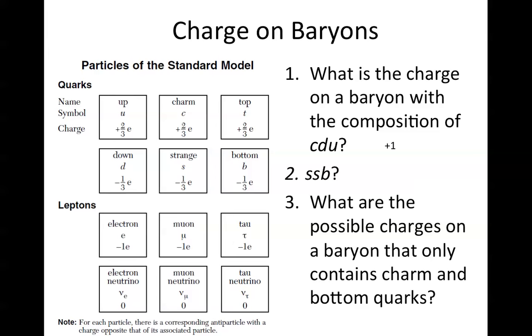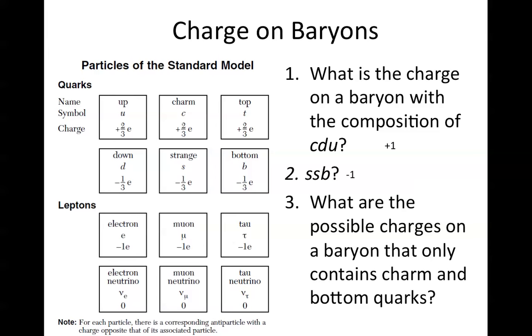All right, let's look at an SSB particle, a strange strange bottom particle. So we got negative 1/3 plus negative 1/3 plus negative 1/3, a negative 1 E charge, right? Negative 1.6 times 10 to the negative 19th, but here we're just concerned with the negative 1. What are the possible charges on a baryon that only contain charm and bottom quarks? So let's say we took 3 charm quarks and put them all together. So we had positive 2/3 plus positive 2/3, that's 4/3, plus another positive 2/3, that's a CCC. We end up with a positive 2 charge.